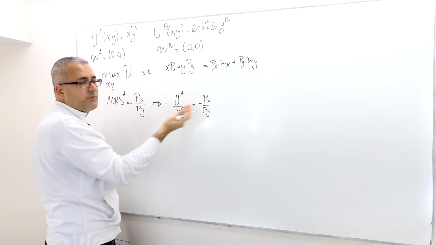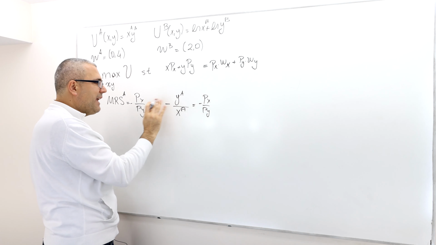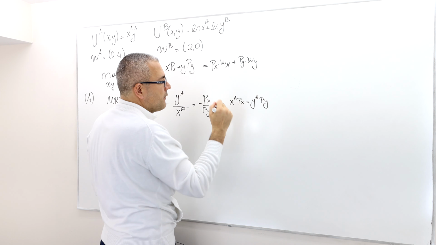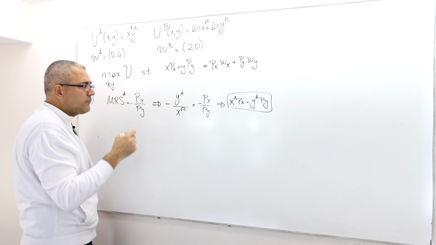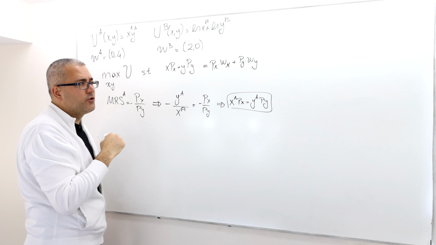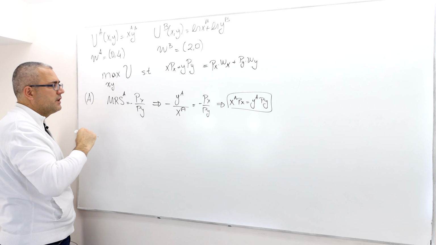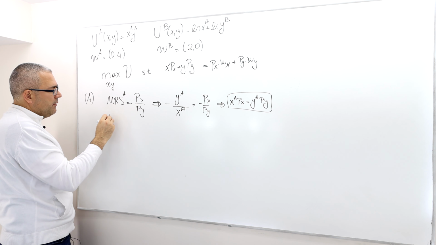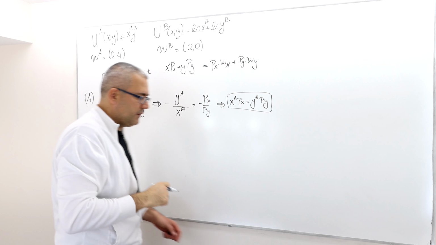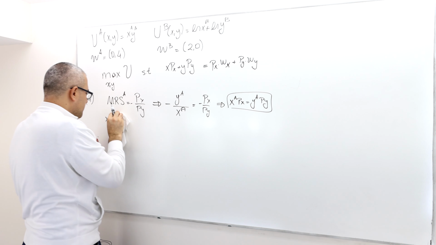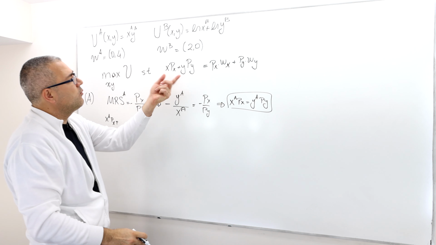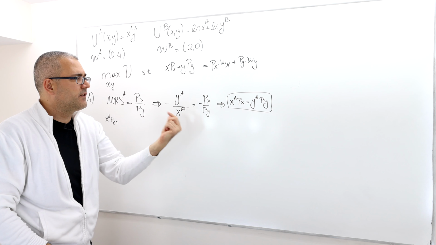So just cancel out the minus terms, do the cross product, and you're going to get XA PX equals YA PY. All right, well, that's it. Plug this into individual A's budget constraint. It is going to give us XA PX plus YA PY.